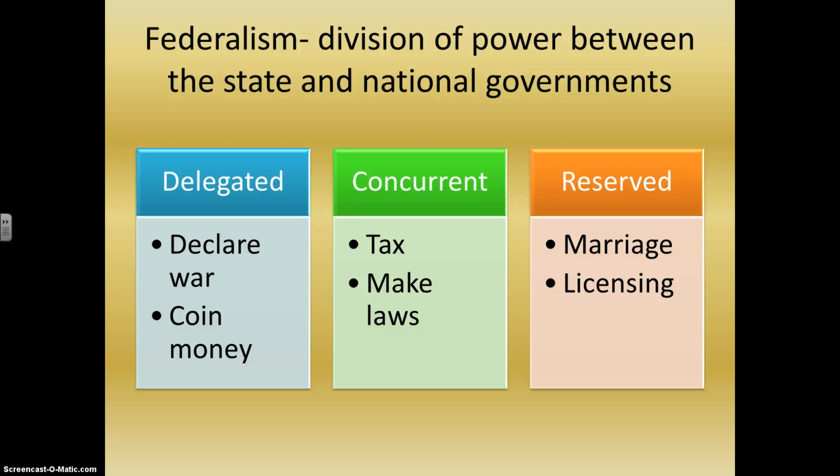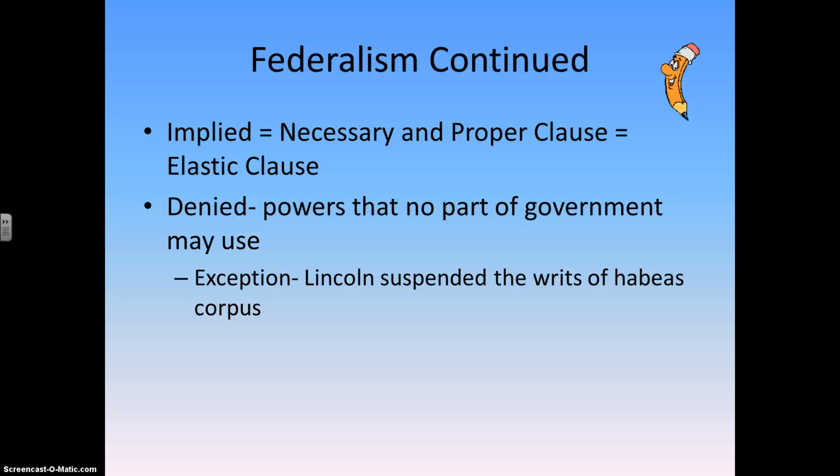So there's a bunch, but marriage and licensing are the big ones. All right, so then we have implied powers. As I was just mentioning, they're also known as the necessary and proper clause and the elastic clause, all the same thing. They're used interchangeably on the Regents. Please, please, please know them to be the same thing.